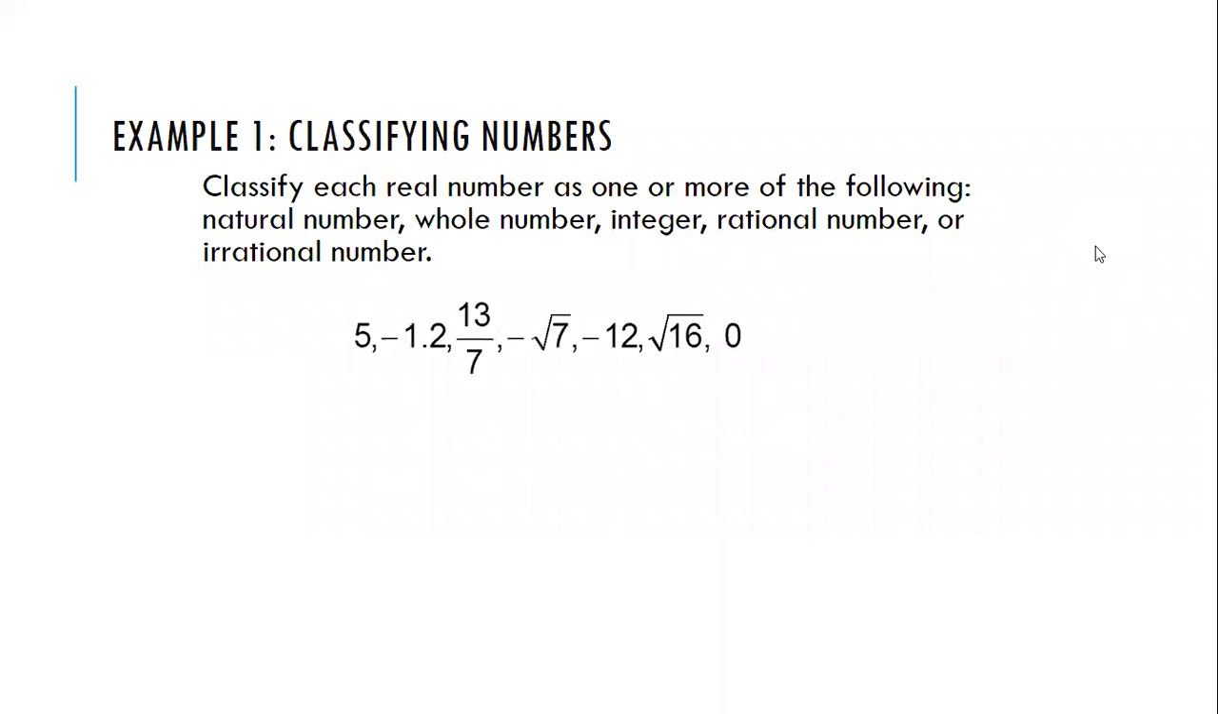All right, so we're going to practice classifying. We're going to classify whether it's natural, whole, integer, rational, or irrational. So 5, is 5 natural, whole, integer, rational, or irrational? 5 is all of this. 5 is natural, 5 is whole, 5 is an integer, and 5 is rational. It would be everything except irrational. What about negative 1.2?